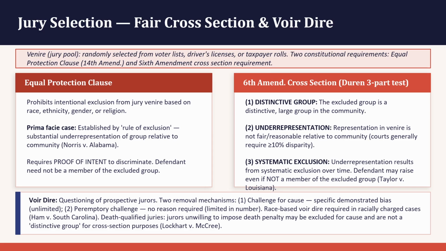Alabama allows a presumption of discrimination where there is substantial underrepresentation of a group combined with a selection system easily subject to manipulation. The Sixth Amendment's fair cross-section requirement is different in 2 important ways. First, the Duren 3-part test does not require proof of intent. Systematic exclusion over time is sufficient. Second, a defendant may challenge underrepresentation of a group they don't belong to because the cross-section requirement protects the integrity of the process itself, not just the defendant's personal rights.